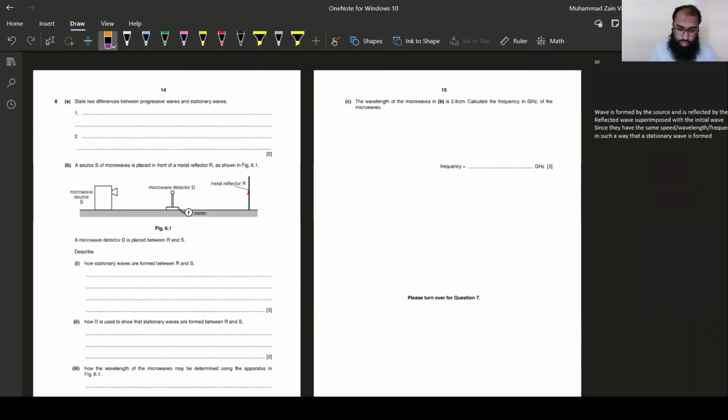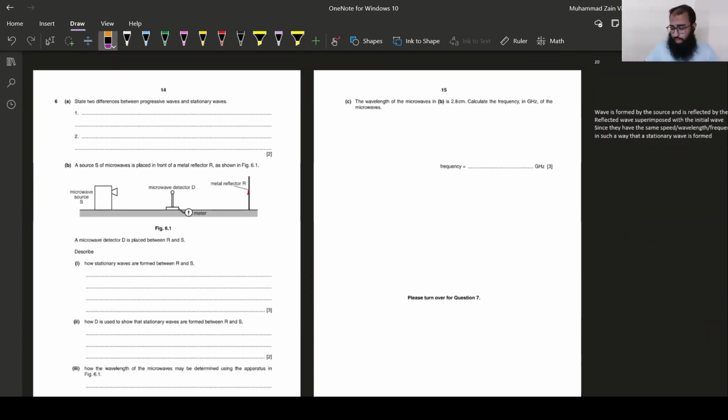A node is a point where there is no movement of the particle. And obviously, these are microwaves, and if I bring a detector to a node, there would be no displacement, so there would be no detection. The detector will give me a reading of zero because there is no oscillation there. There is no disturbance in the spectrum. So it would give me a reading of zero.